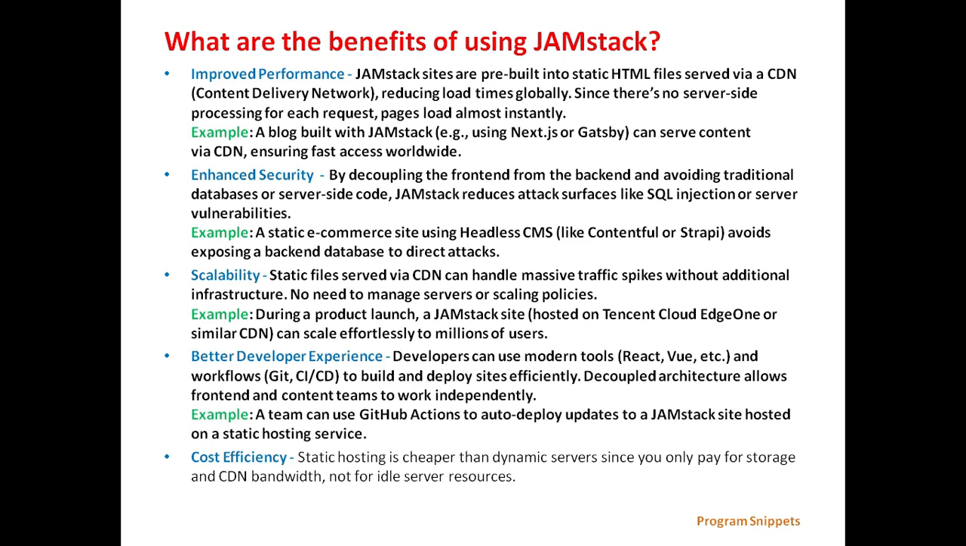And better development experience. Developers can use modern tools and workflows to build and deploy sites efficiently. Decoupled architecture allows front-end and content teams to work independently. For example, a team can use GitHub Actions to auto-deploy updates to a JAMStack site which is hosted on a static hosting service.